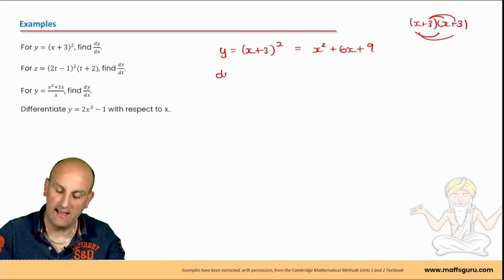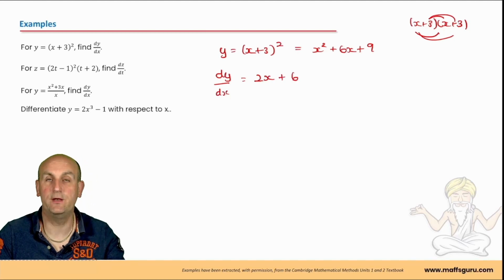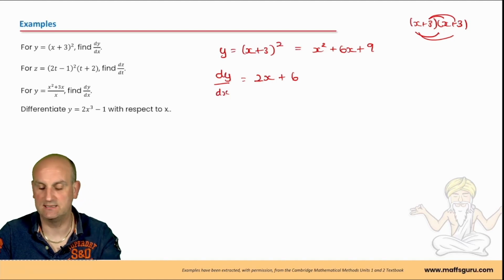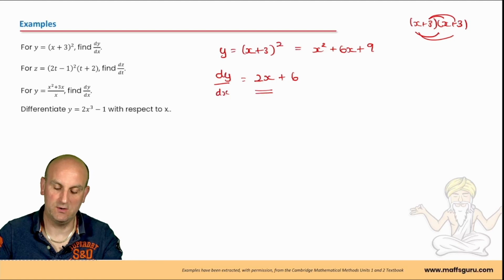Now, having got that, I can work out what dy by dx is. Have I got my pronumerals right? Yep, starting with a y, I've got x's in it, by doing 2x plus 6. Again, the 9 is a constant, so it just goes. 6x becomes just 6, and the x squared becomes 2x. So there we go. So that's my first thing. What about the next one?